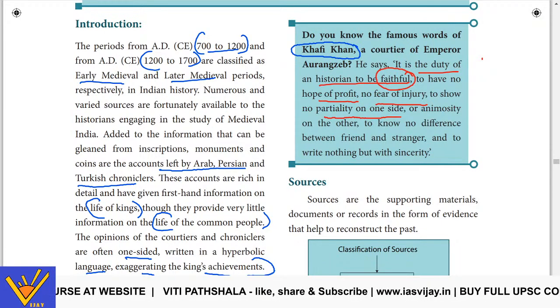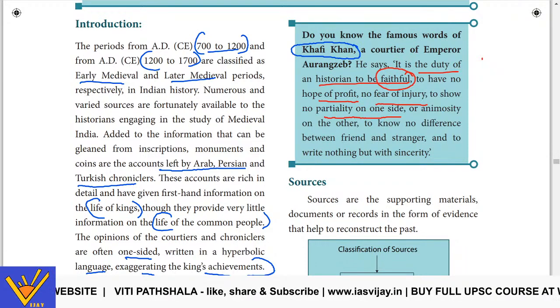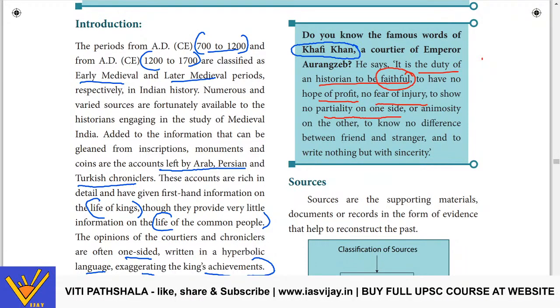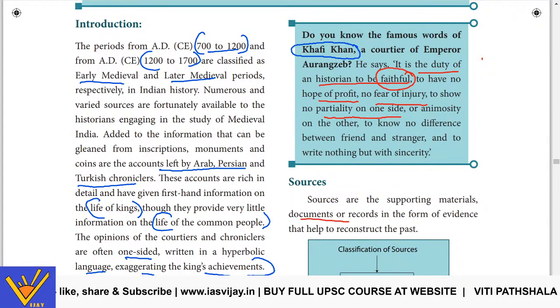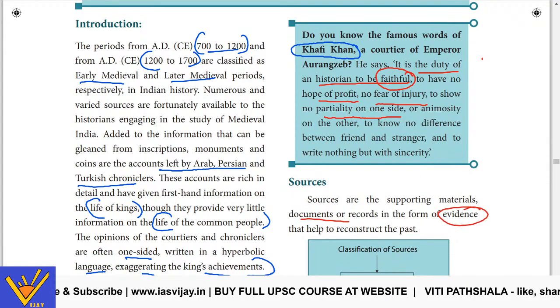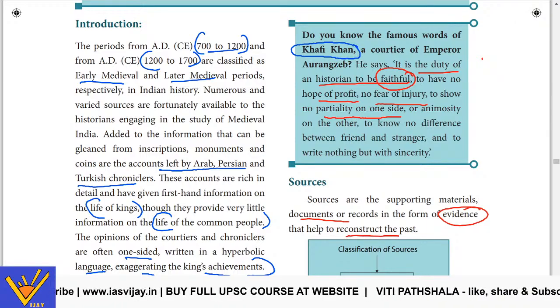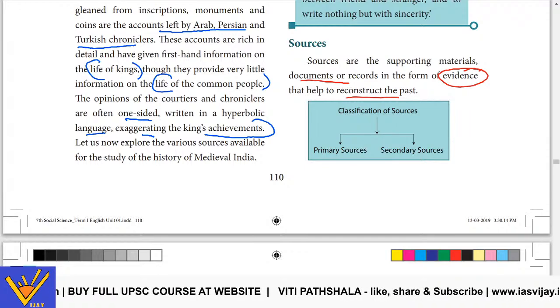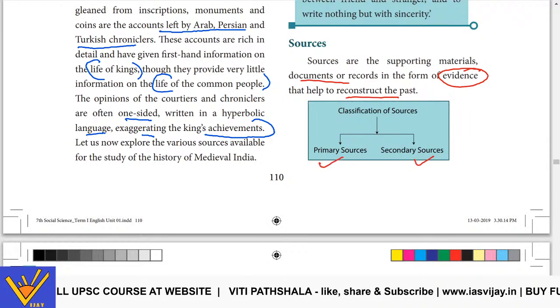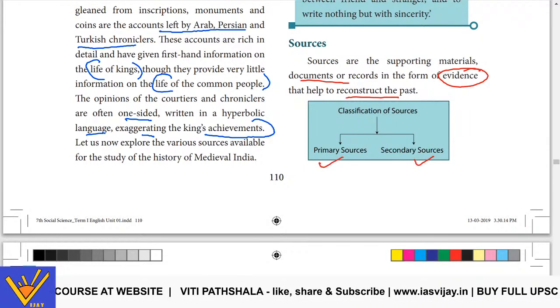Now sources, what are the sources from which we get to know? Sources are supporting material, documents or records in the form of evidence to help to reconstruct the past. Now classification of the sources. Sources can be your primary sources or your secondary sources. Now what are your primary sources?